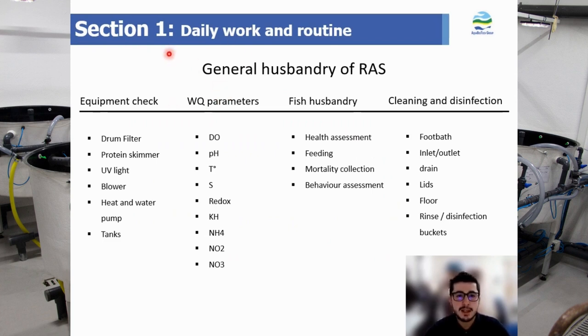So, let's get started with section one, named daily work and routine. I will talk to you about the general husbandry of a RAS. The general husbandry of a RAS system can be divided into four macro categories, named equipment check, water quality parameters, fish husbandry, cleaning and disinfection. Each of them plays an essential role in the correct operation of the system.